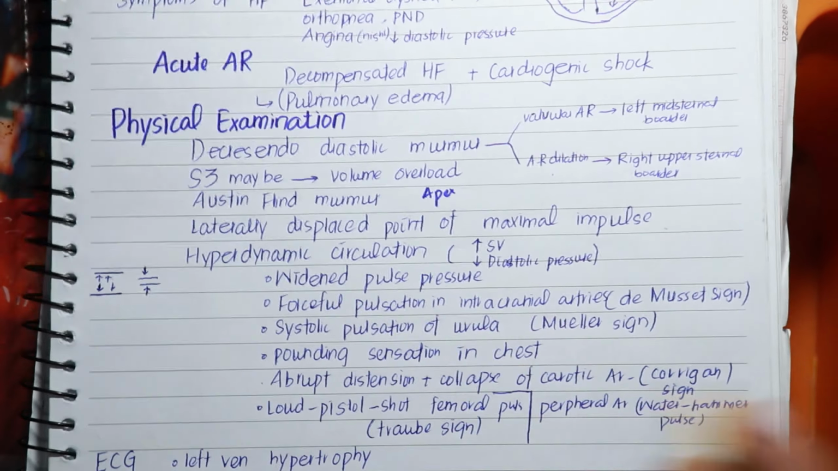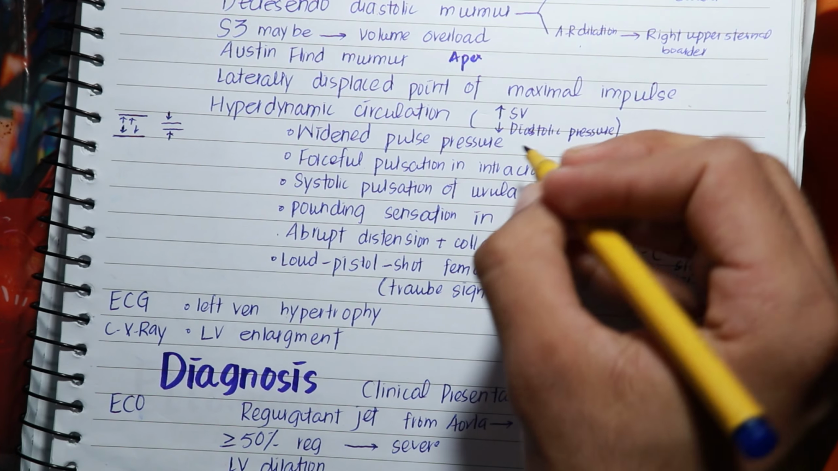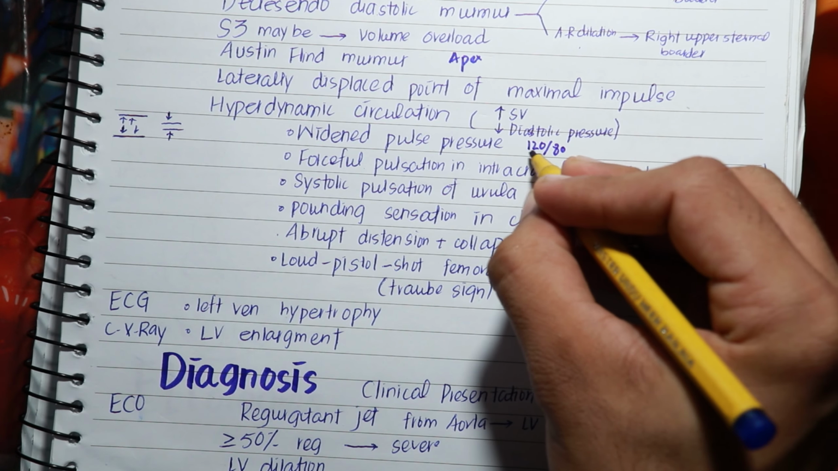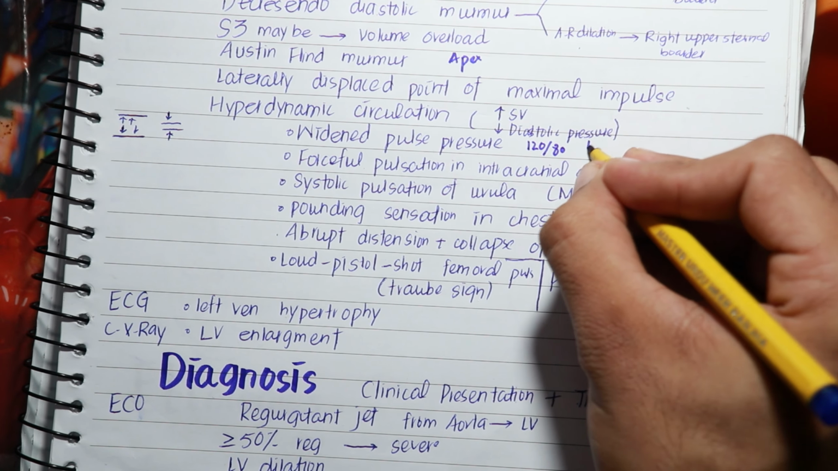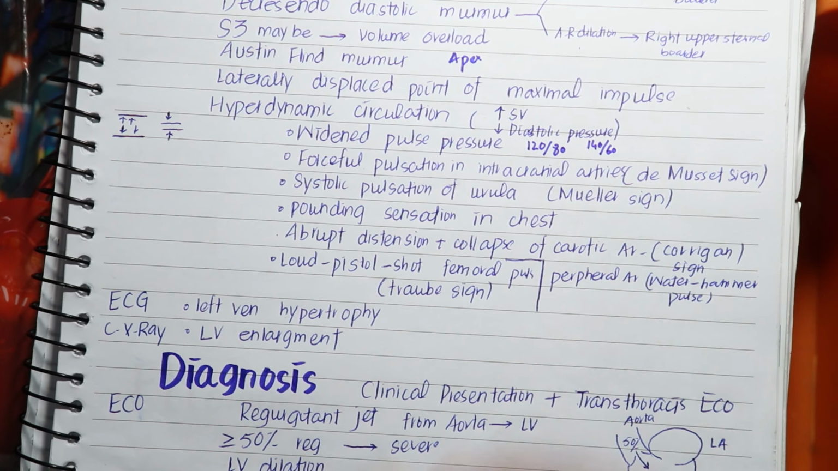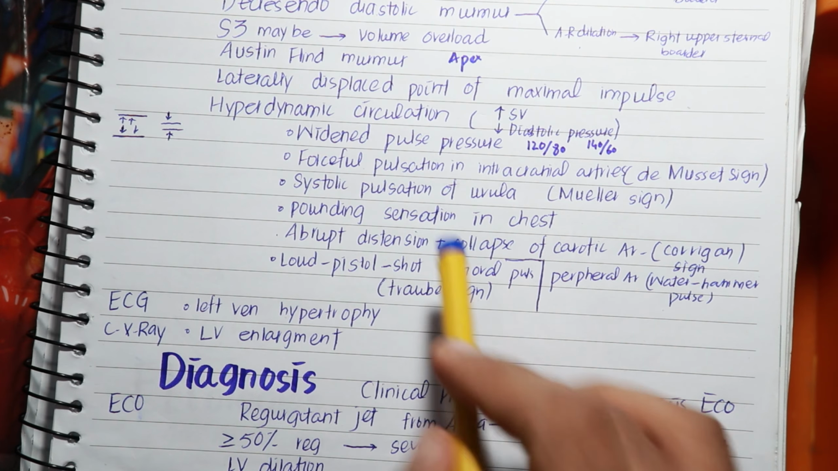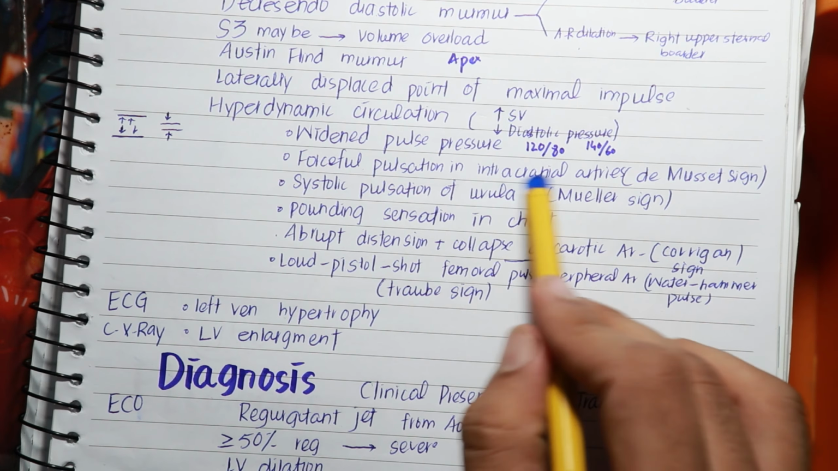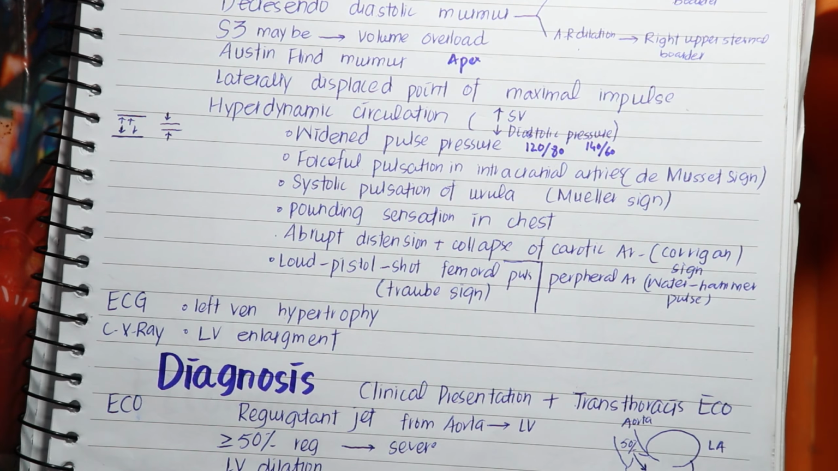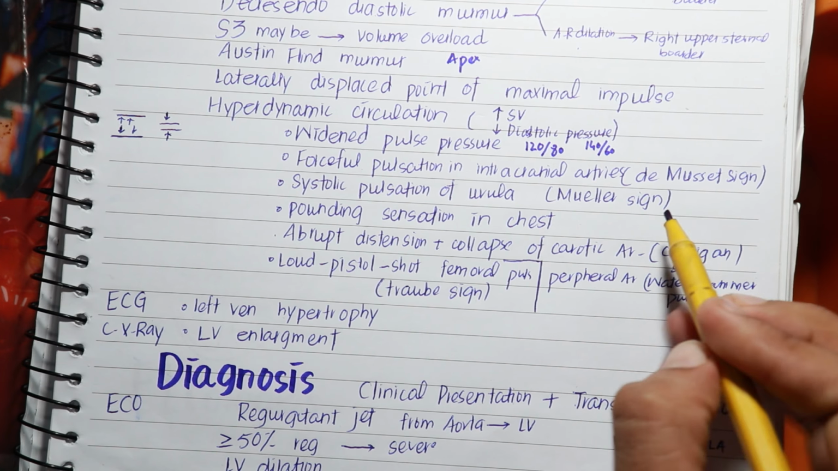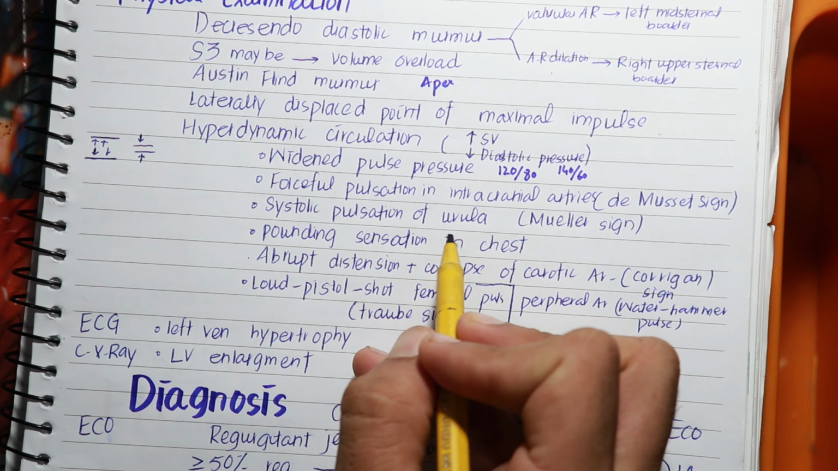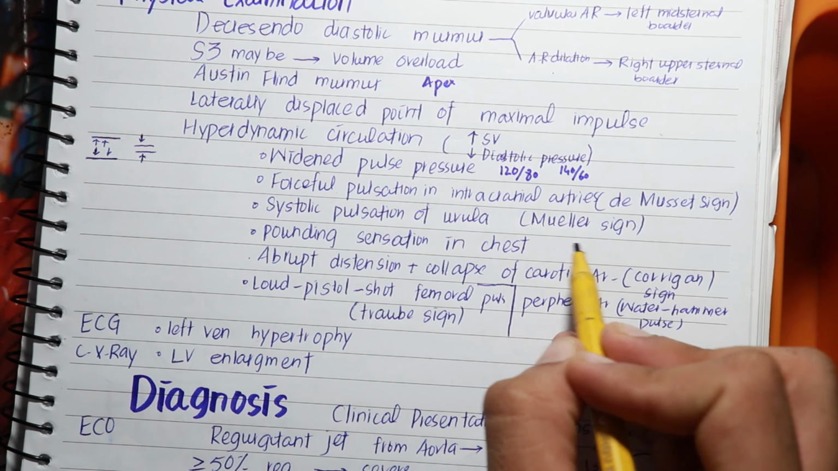So what happens? There is a widened pulse pressure. It means normally if BP is 120/80, in this case the upper is more and the lower is less. Suppose 140/60. And the other thing is forceful pulsation in intracranial arteries. The arteries that are present in the cranium, you will feel the forceful pulsation. This is called de Musset sign. Systolic pulsation of the uvula is Muller sign.